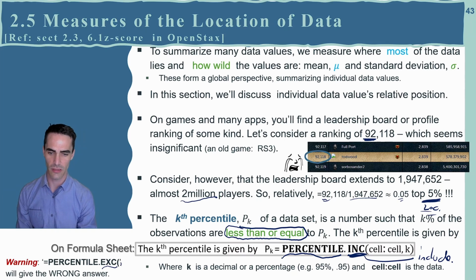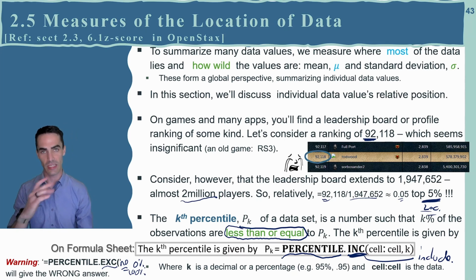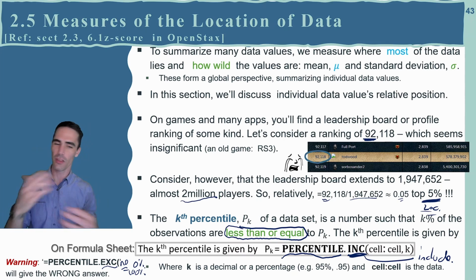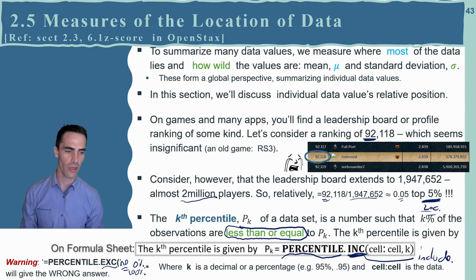Exclusive means that there is no such thing as the 0 percentile or the 100th percentile. It excludes those opposite ends, and it gives you a little bit of a different calculation. So don't use that one. You won't get the right answer. We want to use inclusive, where we can actually talk about the 0 percentile and the 100th percentile.